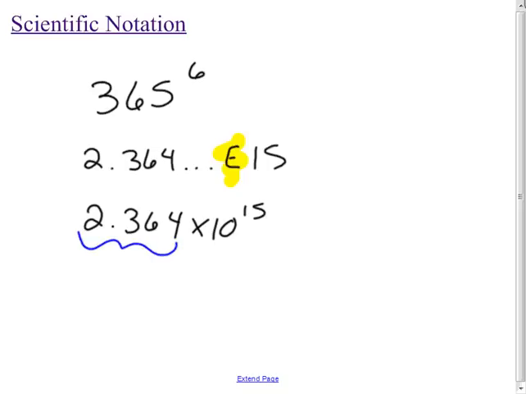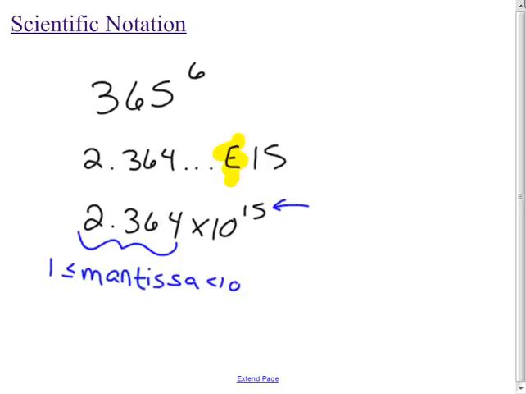This part up front here, that's called the mantissa. Not that you have to remember what the word is, but you have to know something about it. The value of the mantissa has to be greater than or equal to 1, but it has to be less than 10. It can never be a 2-digit number, because if it were, you could move that decimal place one more spot over, and in turn change your exponent. So keep that in mind. The mantissa has to be greater than or equal to 1, but less than 10.